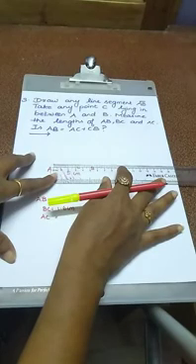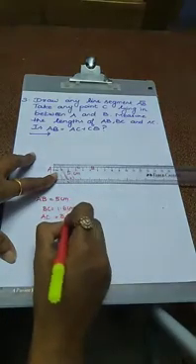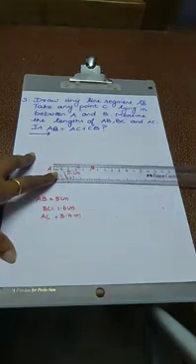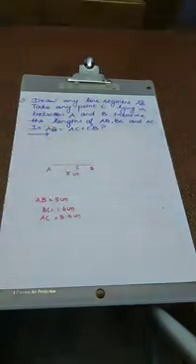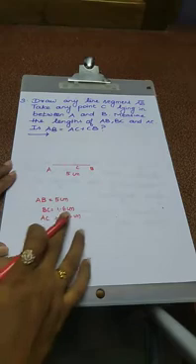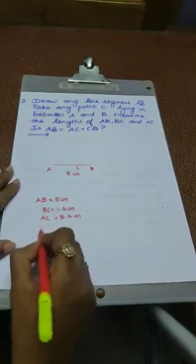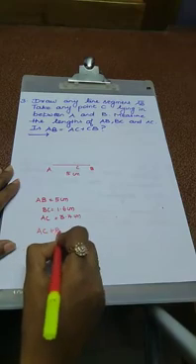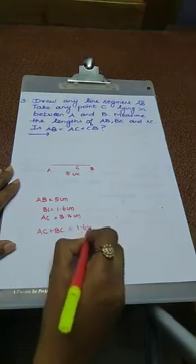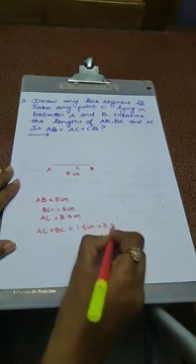That is 3.4 centimeter. Now you just look at the value. AB value is 5 centimeter, BC value 1.6 centimeter, and the AC value 3.4 centimeter. Now add the AC plus BC value, that is 1.6 centimeter plus 3.4 centimeter.